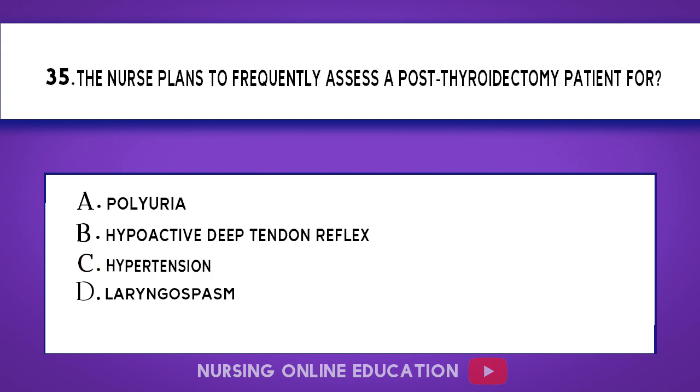35. The nurse plans to frequently assess a post-thyroidectomy patient for A. Polyuria, B. Hypoactive deep tendon reflex, C. Hypertension, D. Laryngospasm. The answer is option D, laryngospasm.